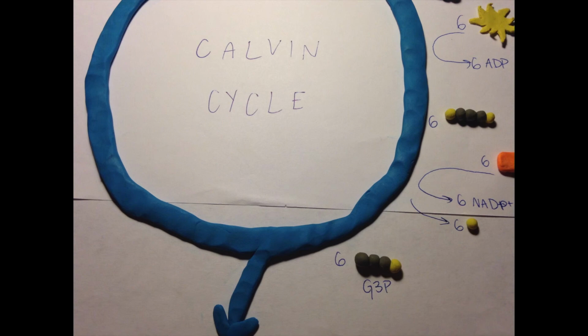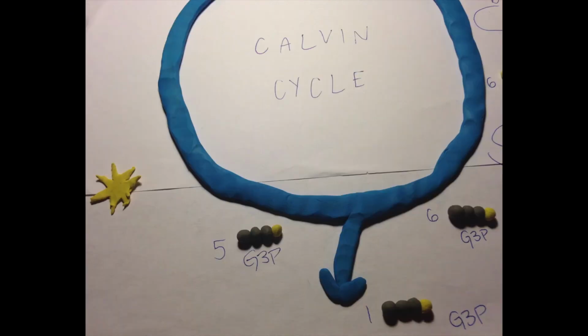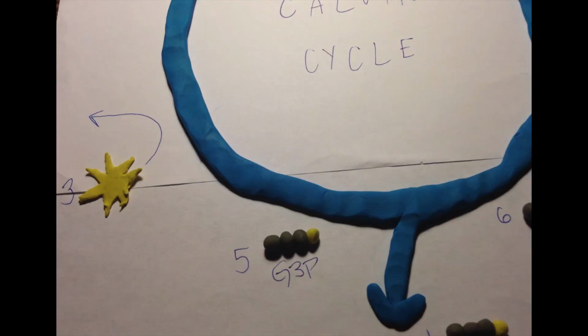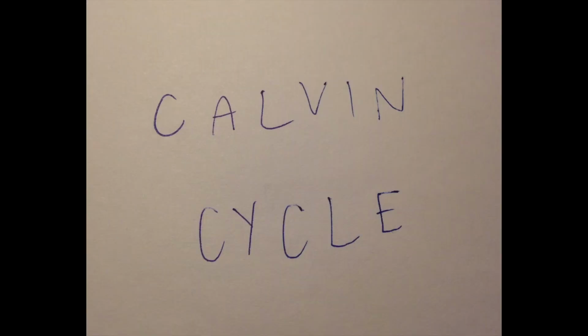The G3Ps are saved until there are 6 in total, in which 1 is kept and 5 are sent off to be used again and recycled as RuBP. This process repeats itself until there are 2 G3P left over, which are then combined to create the one and only glucose.